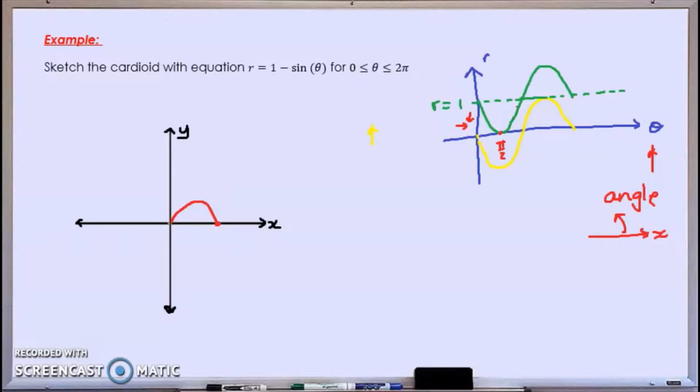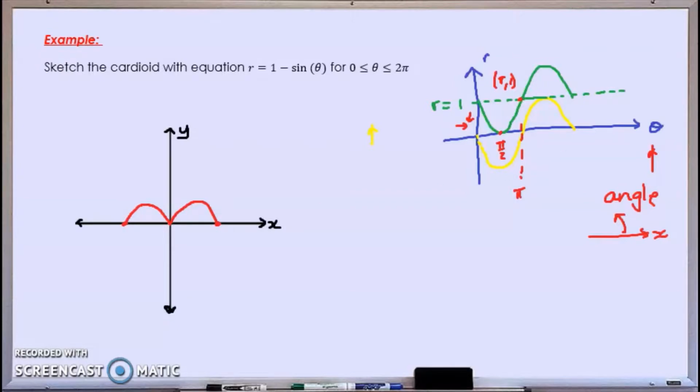Now it starts increasing again. And when I get to the angle of pi, my distance is 1. This point here is pi and 1, which means back here, I'm going to be at negative 1 because my angle is pi, which will take me all the way over to the negative x-axis. And so I'm going to have a shape that looks like that.